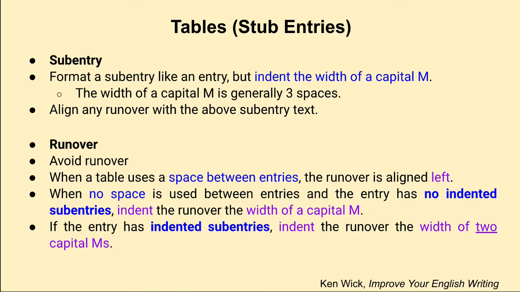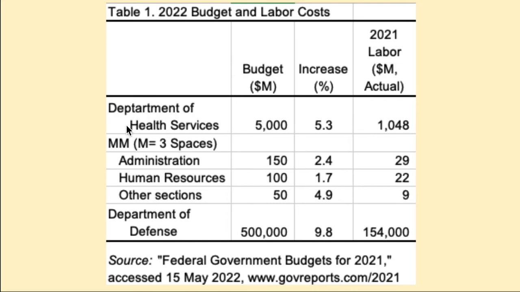So getting back, let's go back to this table here. Notice this one right here. This is actually an entry that has a run over, Department of Health Services. But it also has these 3 sub-entries. And I put this here just to show the 2 M's, just so you can see it. But this Department of Health Services has run over, but it also has 3 sub-entries. So what we do is that since it has sub-entries, we're not using spaces between them.